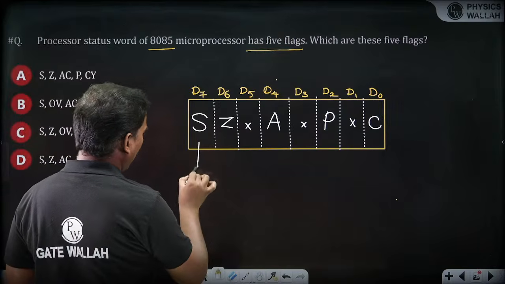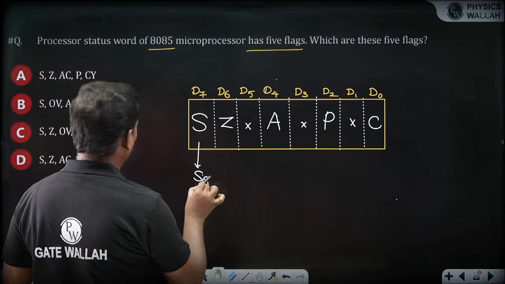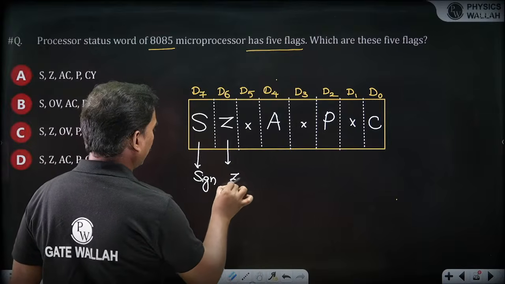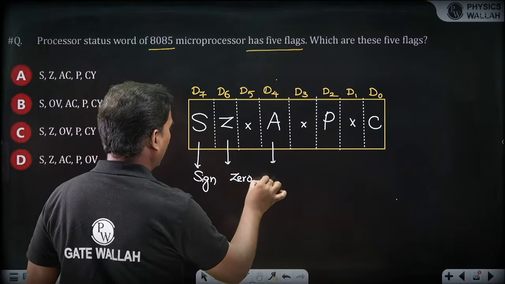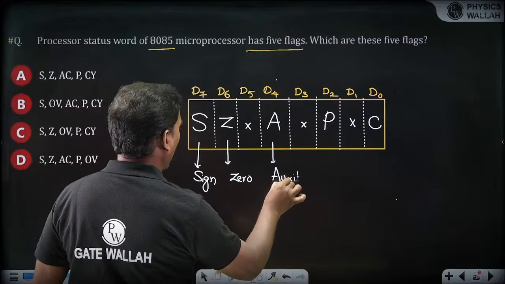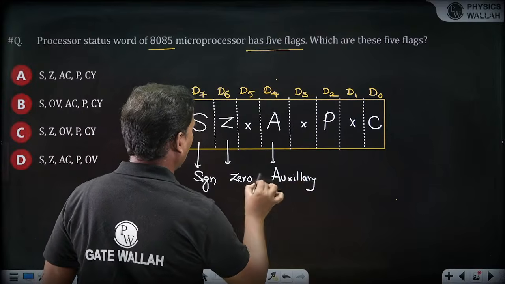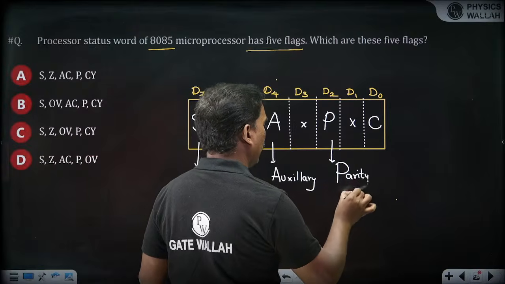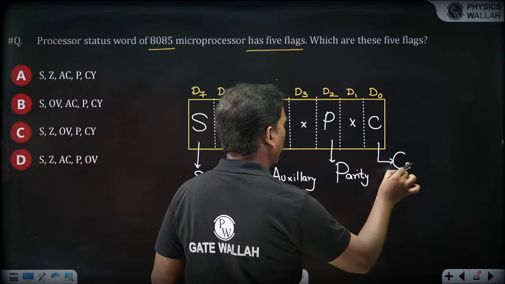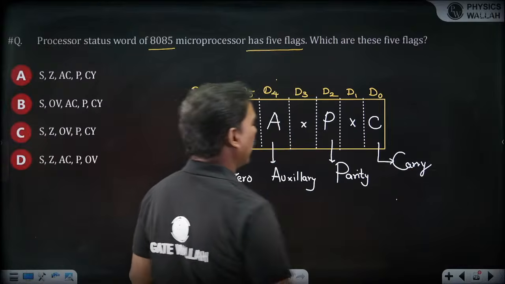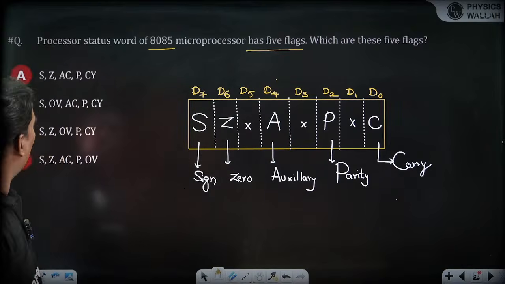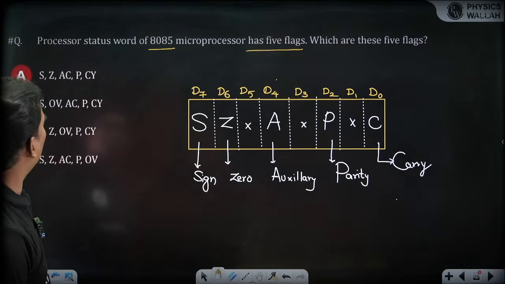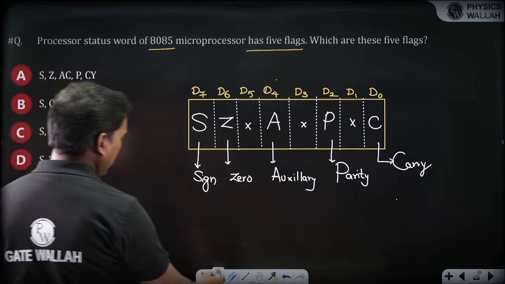So this is what we call the sign flag, zero flag. This is what we call the auxiliary carry flag, and this is the parity flag. And this is the carry flag. So the flags are sign, zero, auxiliary carry, parity, carry. So this is the right answer.